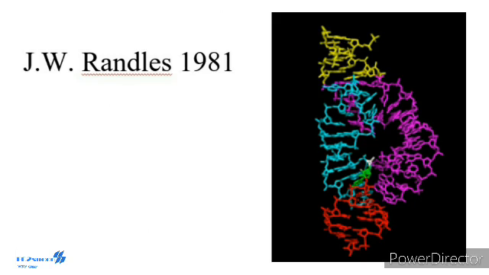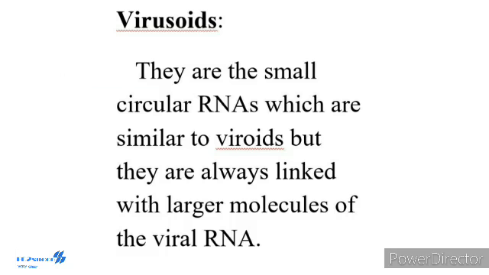Virusoids were discovered by J.W. Randles and co-workers in the year 1981. They are smaller circular RNAs which are similar to viroids, but they are always linked with larger molecules of the viral RNA.